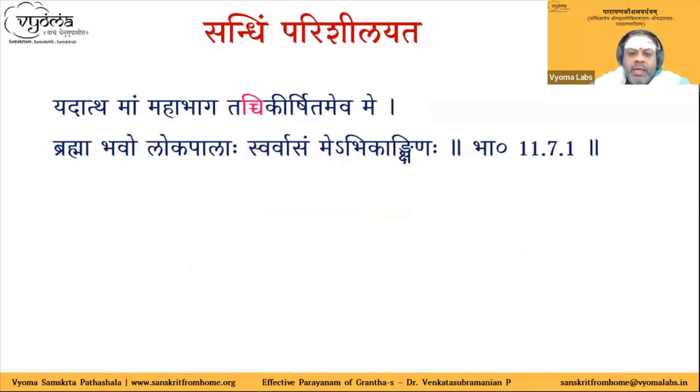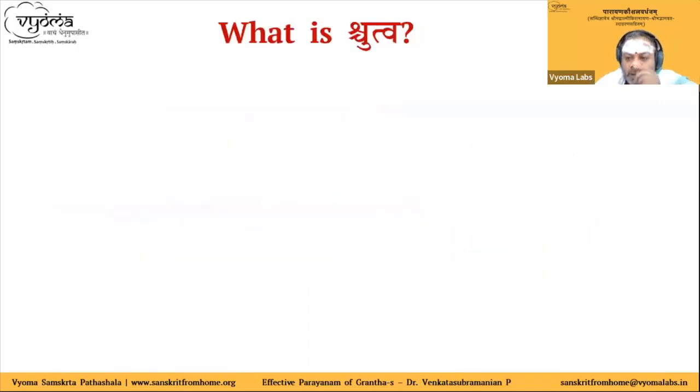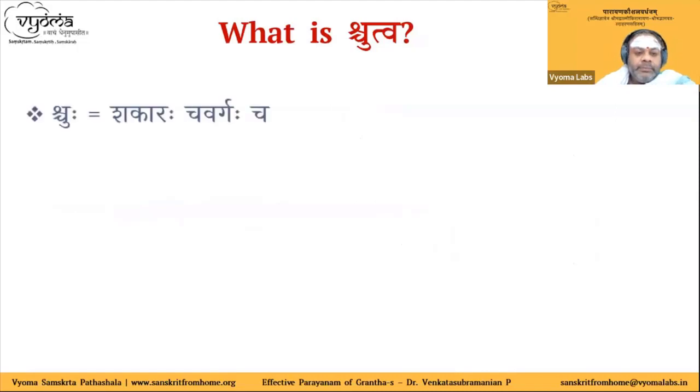Yadathamam mahabhaga tatchikirshitameva me. Now here also, tat chikirshitam, a similar example. What is this Shchutvasandhi? Shchutvasandhi means Shchu is the result. Shchu is the result of this Sandhi. Shchutva, the name itself is Shchutva.